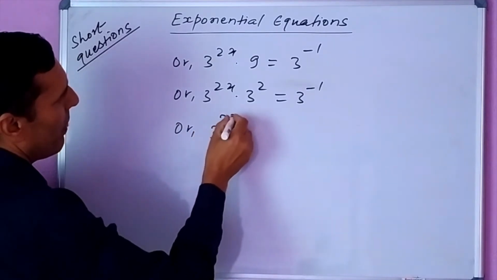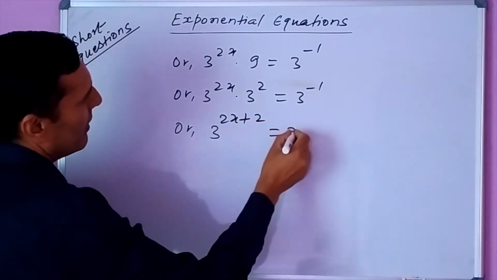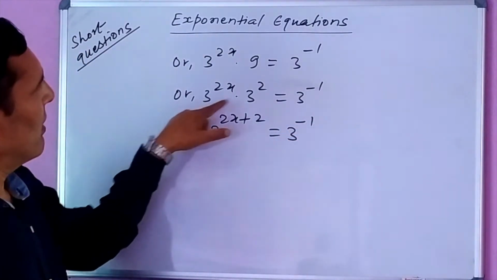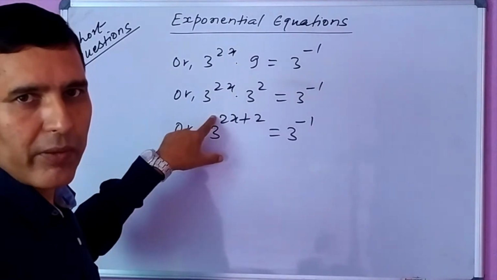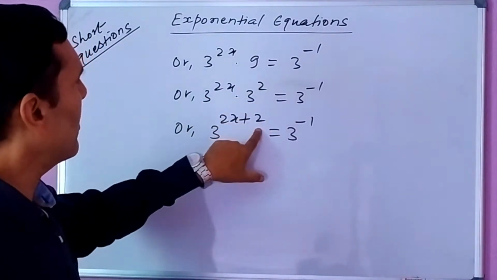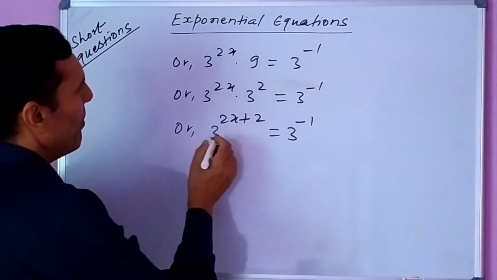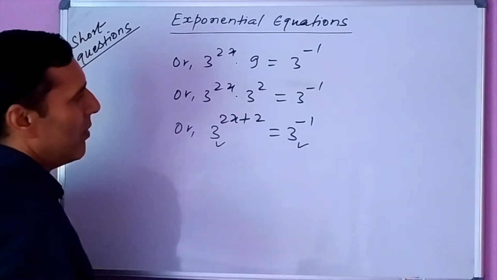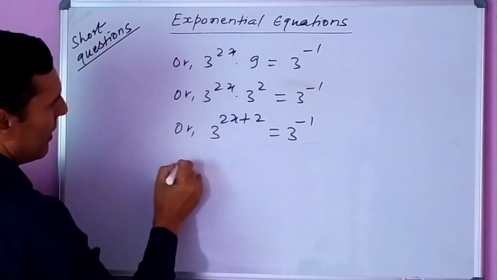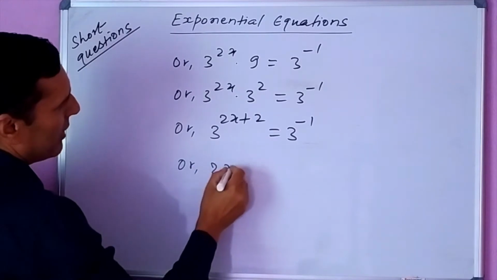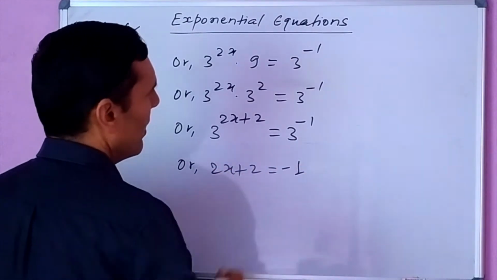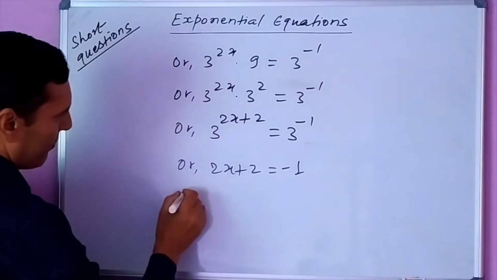3 to the power 2x plus 2 is equal to 3 to the power minus 1 as it is on the right hand side, because on the same base the powers are added together in multiplication form, 2x and 2, so 2x plus 2. Now you can see we have the same base on both sides, that is 3. Now after having the same base, we can equate the powers. So what is the power of 3 in the left hand side? 2x plus 2, and the power of the same base 3 on the right hand side is minus 1.